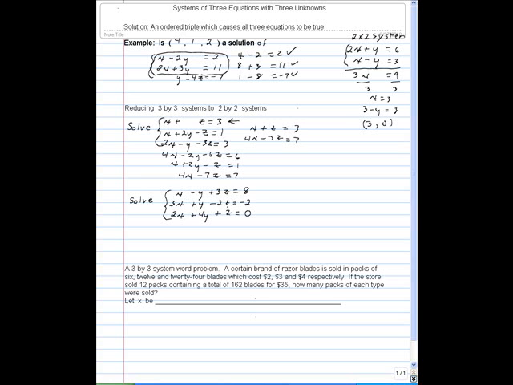But often there's a best way or an easiest way to do it. And it looks to me like with this system, the easiest variable to eliminate twice would be y. For example, I can eliminate y from the first two equations by just adding them up just as they are.